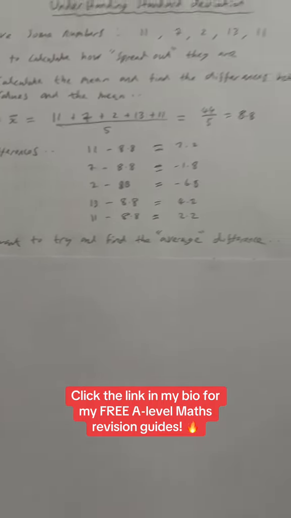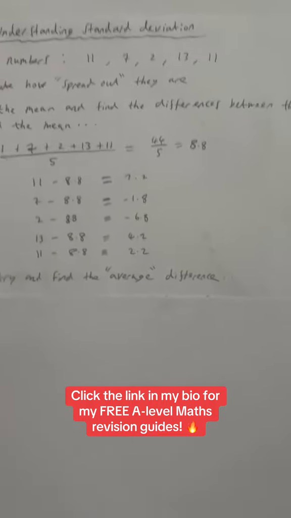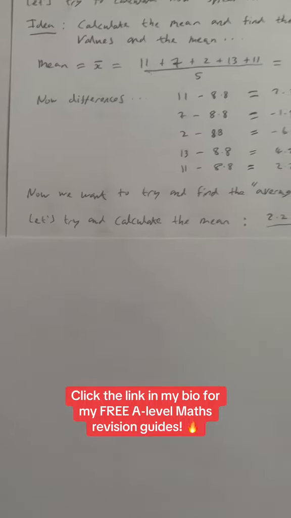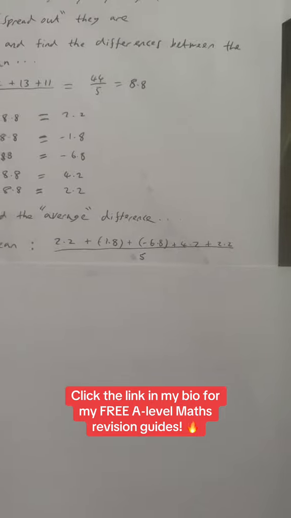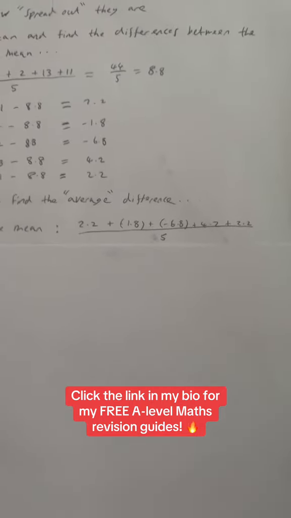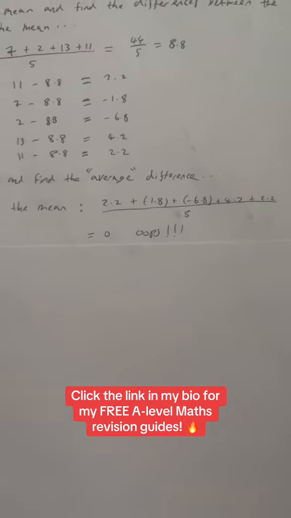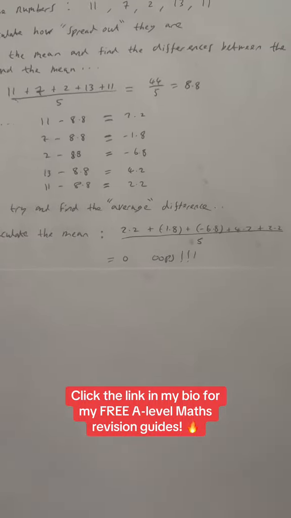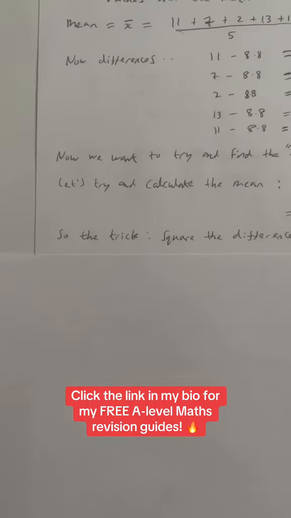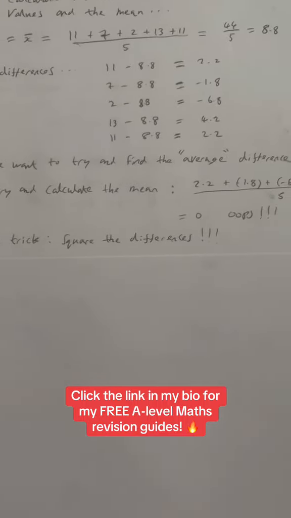Now let's try and calculate the average difference, okay? So let's try and calculate the mean of all of those differences and see what we get. Add up all of your differences, including the minus signs. Take the average, divide by five numbers, and we get 0. Oops, that's a bit of an issue. The whole idea is that if you do that, the minus signs will cancel out the positive differences. So that doesn't work. The trick is to square them.